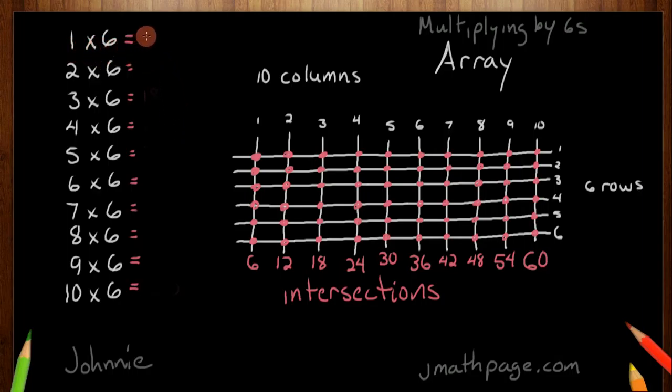1 times 6 equals 6. 2 times 6 equals 12. 3 times 6 equals 18. 4 times 6 equals 24. 5 times 6 equals 30. 6 times 6 equals 36. 7 times 6 equals 42. 8 times 6 equals 48. 9 times 6 equals 54. 10 times 6 equals 60. Just like our multiples over here.